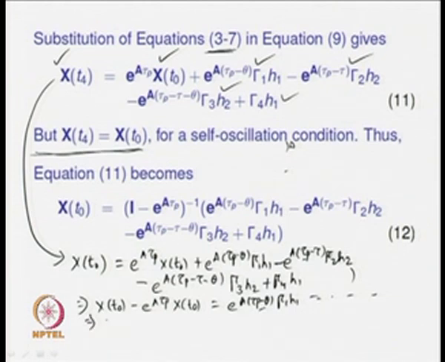Then this first one can be simplified as x(t0) times (I minus e to the power A tau p) is equal to these terms. Thus, equation 11 can finally be obtained in the form of x(t0) is equal to (I minus e to the power A tau p) inverse times e to the power A(tau p minus theta) gamma 1 h1 minus e to the power A(tau p minus tau) gamma 2 h2 minus e to the power A(tau p minus tau minus theta) gamma 3 h2 plus gamma 4 h1.